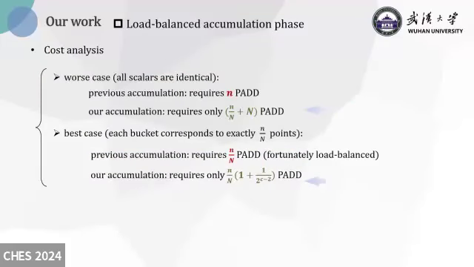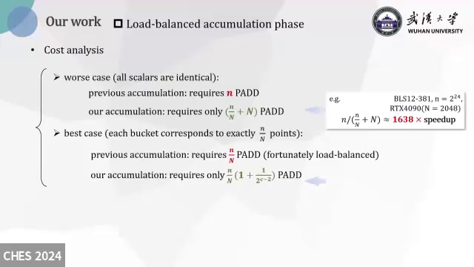Let's have a simple analysis of the complexity. If the scalar distribution is uneven, our load balanced accumulation will have significantly lower complexity than the previous one. In a case where n equals 2 raised to the power of 24, we can achieve more than 1,000 times speed up. Besides, in the best case, which means the previous accumulation also luckily achieved load balance, the cost of our algorithm is nearly identical to it.